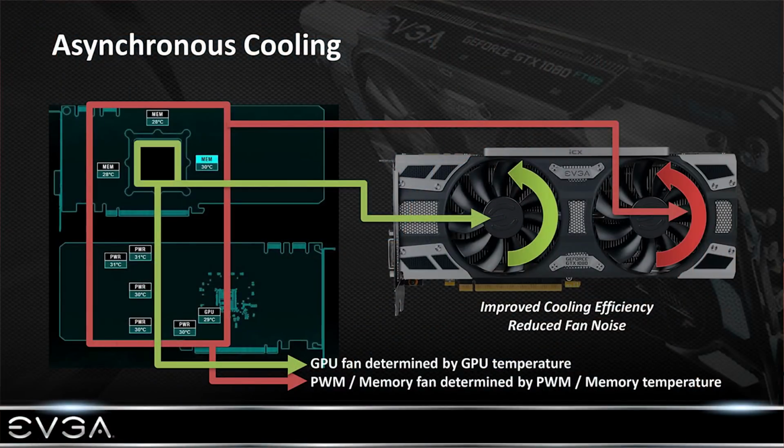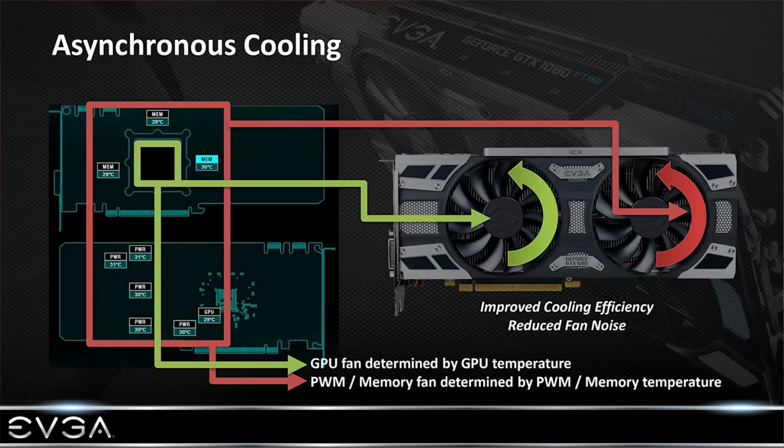So they integrated 9 new sensors on the board: one additional one on the GPU, 3 on the memory, and then 5 on the power delivery itself, plus again the one from NVIDIA on the GPU side. What they use those sensors for is to monitor temperatures at different locations and adjust fan speeds accordingly.